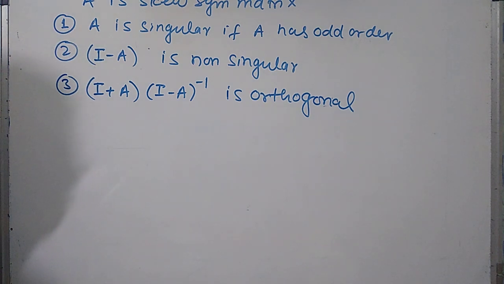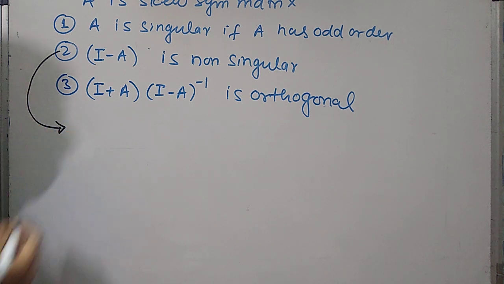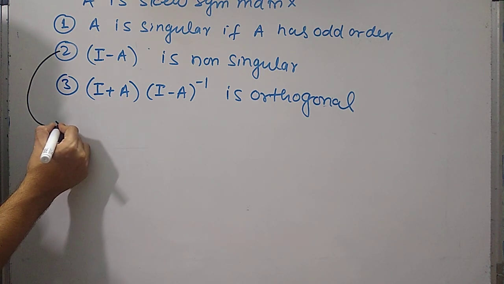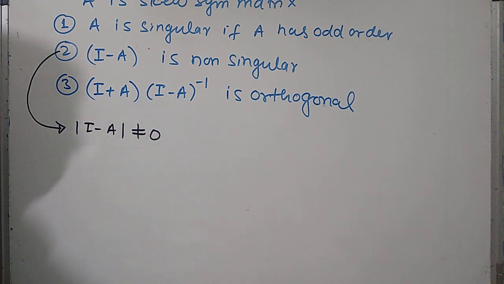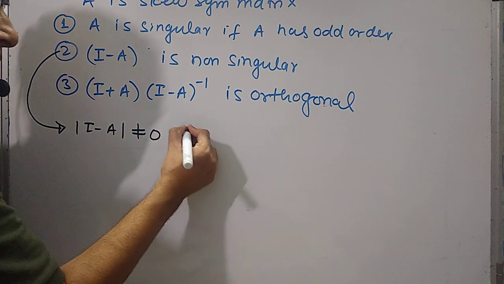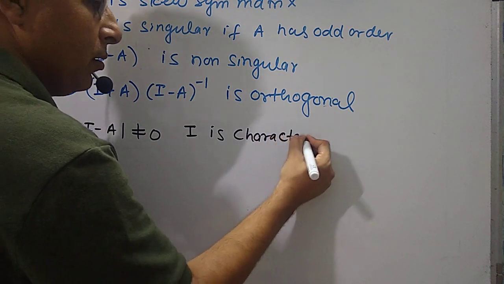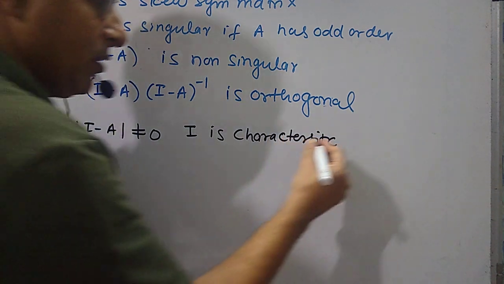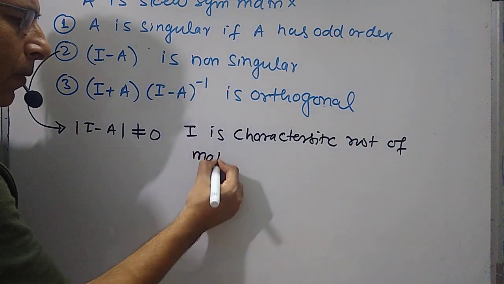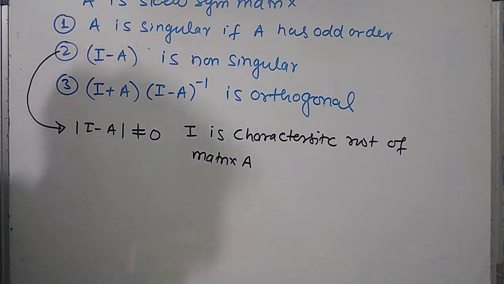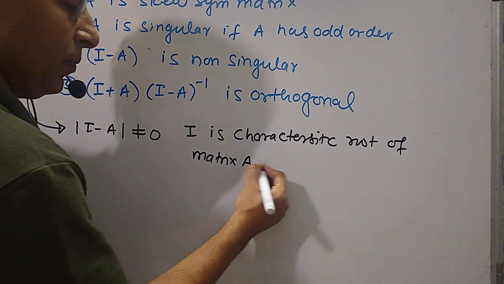Right. Now see the proof of the second one. This is non-singular. Non-singular means we have to show that determinant of I minus A is not equal to 0. That means we are saying that I is a characteristic root of matrix A, but this is not possible.